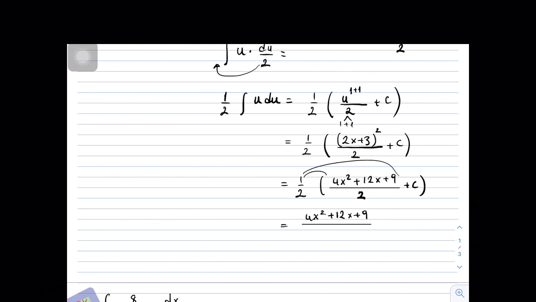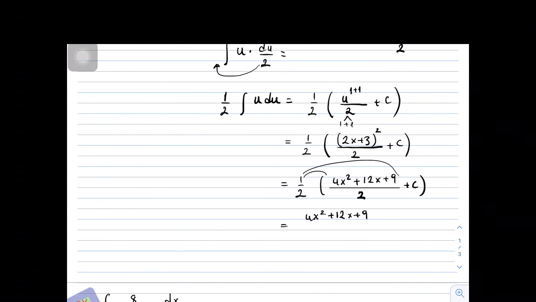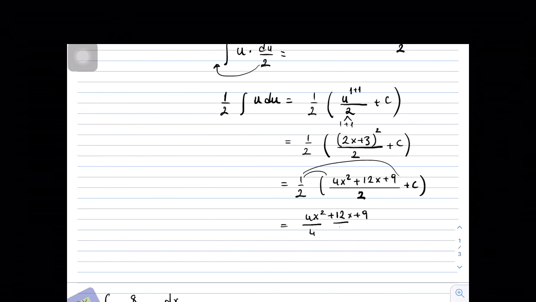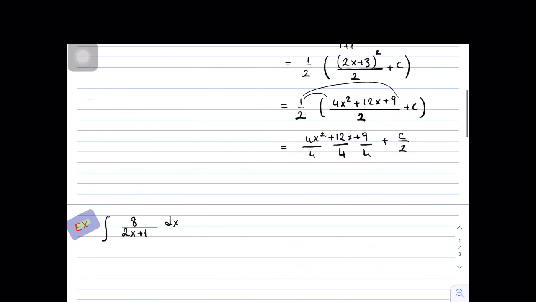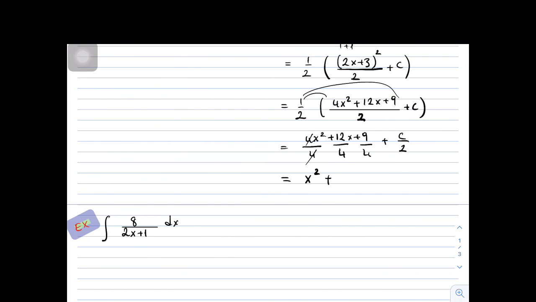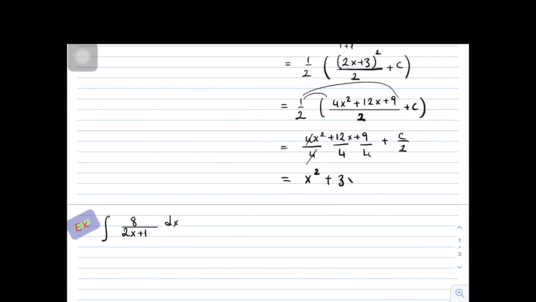You know what I'm gonna do? I am going to write the denominator part for every single term. Divided by 2, divided by 4, divided by 4, and then c divided by 2. Actually, this part I do not care. This is the constant part. What I did over here, for the constant part, I just write down c, letter c, right? Then this is equal to 4 divided by 4 is 1x squared. 12 divided by 4 is 3x. And then here is 9 over 4 plus c over 3.